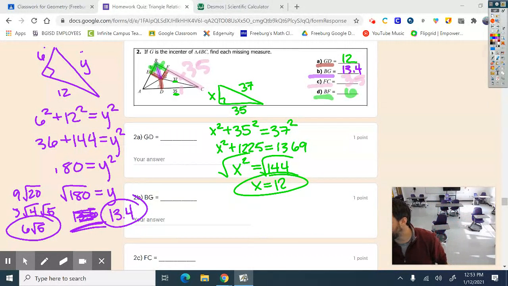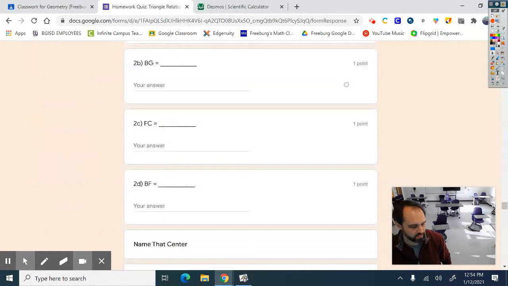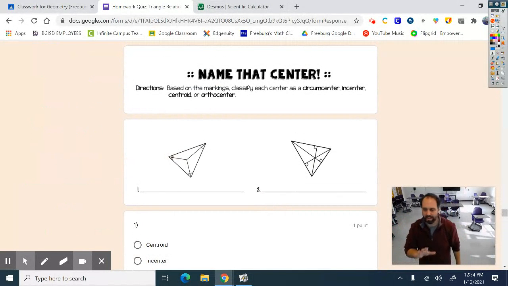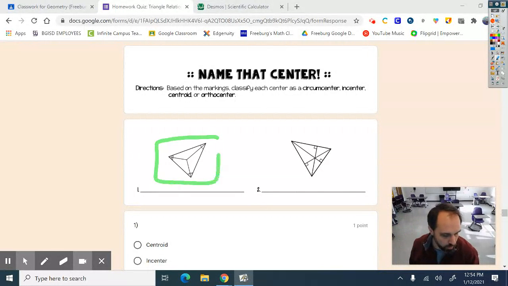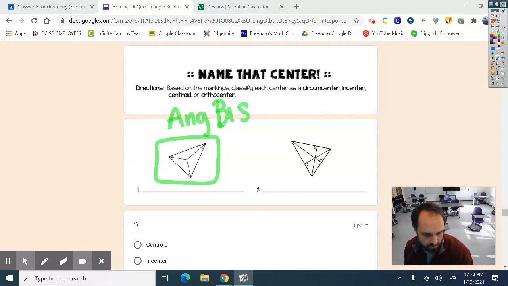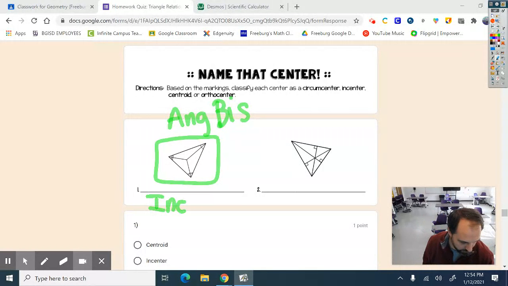The last element of this homework quiz is being able to name that center. So you're going to look at the picture, look at the information, go back to your note card, and match them up. When you look at something like this, you're going to say, ooh, those look like angle bisectors. And you're going to look at your note card and be like, oh yeah, angle bisectors are incenter. So you're going to be able to identify it that way.